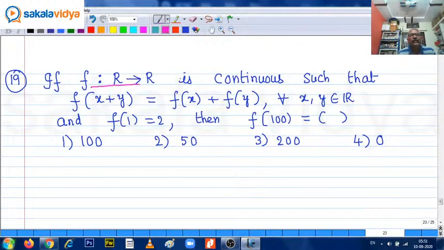F maps R to R is continuous everywhere, such that f of x plus y equals f of x plus f of y for every x comma y belongs to R, and f of 1 is given as 2. Then we need to find out f of 100. These types of questions are very important for any entrance examination, it may be JEE Mains or JEE Advanced or Eamcet, whatever entrance examination.